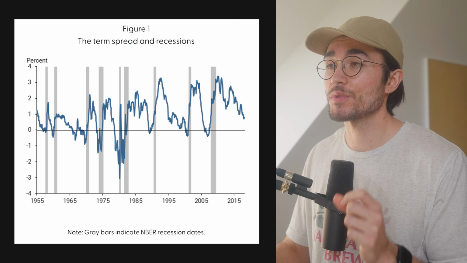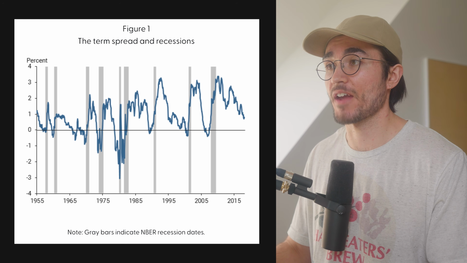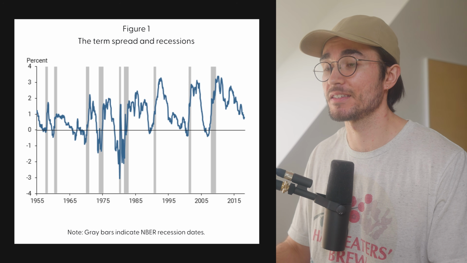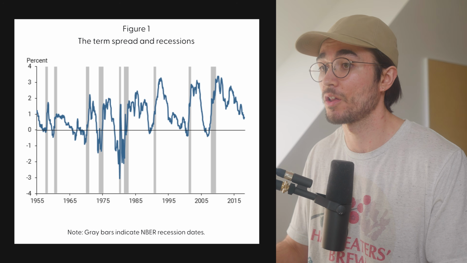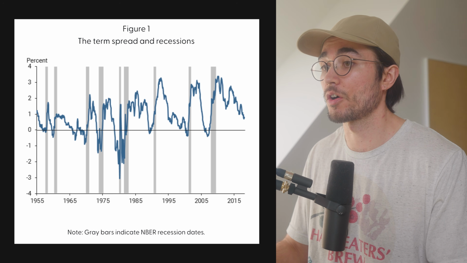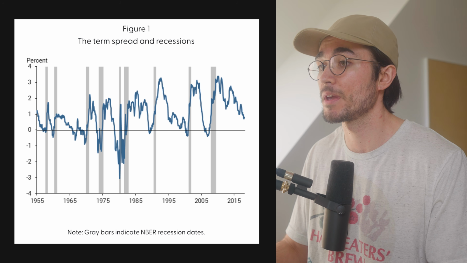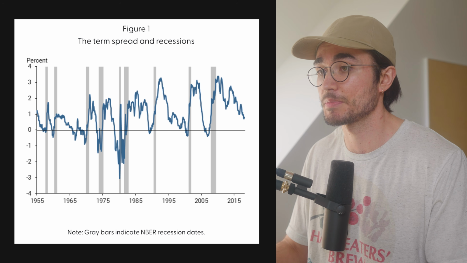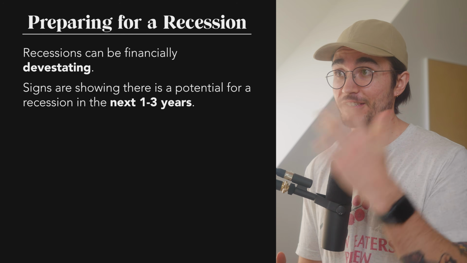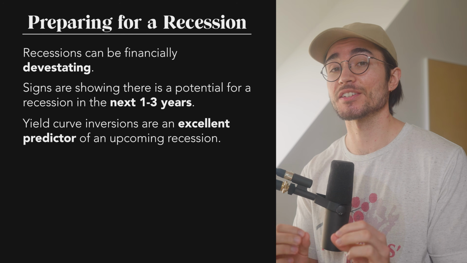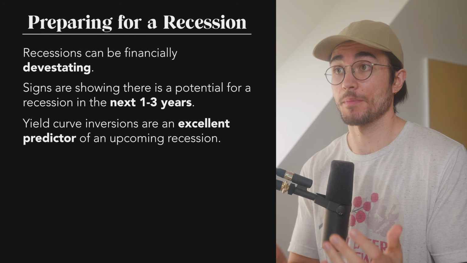And just to hammer home that point, in their report directly from the Federal Reserve themselves, they show that every recession since 1955 has been preceded by a yield curve inversion. And you can see that once again on this chart as well. All the gray bars here are recessions. And right before them, you can see that the blue line has dipped below the zero line. All right, so it's pretty clear that a yield curve inversion is an excellent predictor of a coming recession.